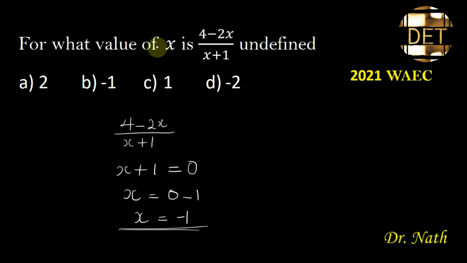So for what value of x is 4 minus 2x all over x plus 1 undefined? Our answer to this 2021 Y question is option B. For this expression to be undefined, x must be equal to minus 1.